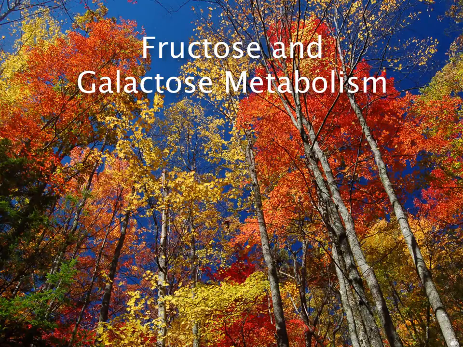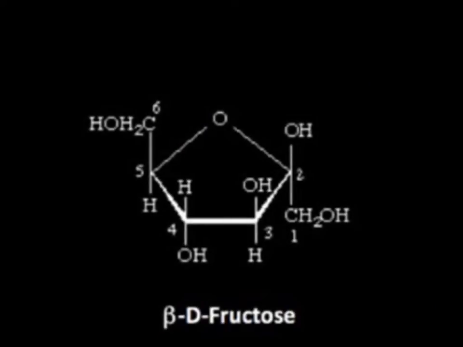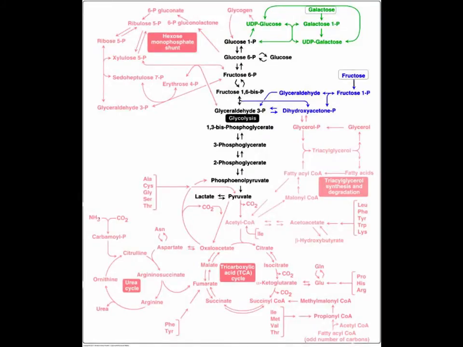As we've seen, both monosaccharides are significant components of our diet. Fructose is present in the disaccharide sucrose, and it has become increasingly common in foods with the manufacture and use of high fructose corn syrup. Galactose is found primarily in milk and dairy products in the disaccharide lactose. The figure on the second page of your handout shows the entry of galactose in green and the entry of fructose in blue into the pathway for the metabolism of glucose.